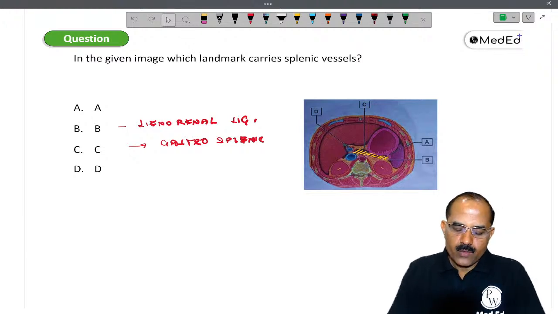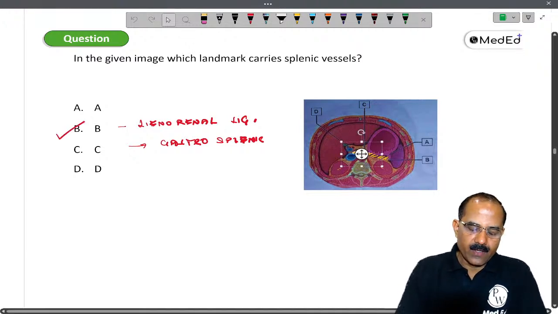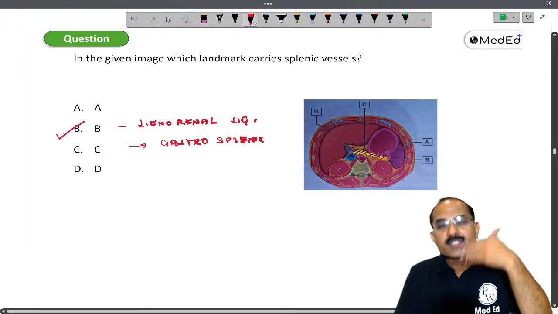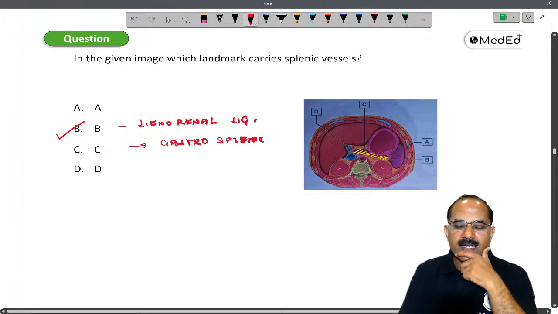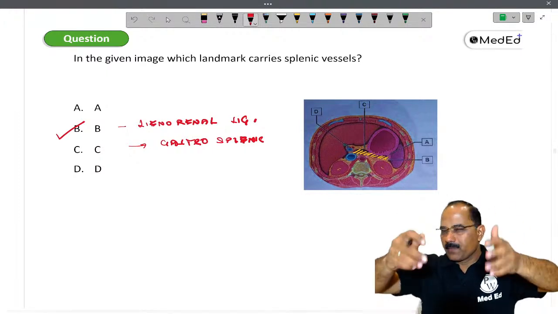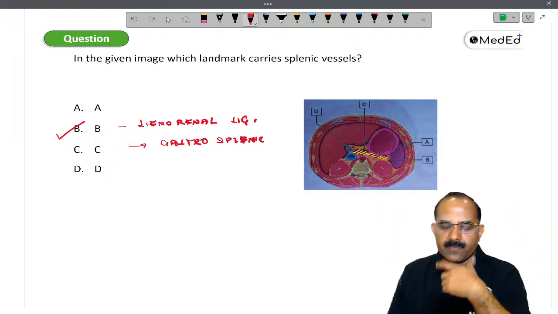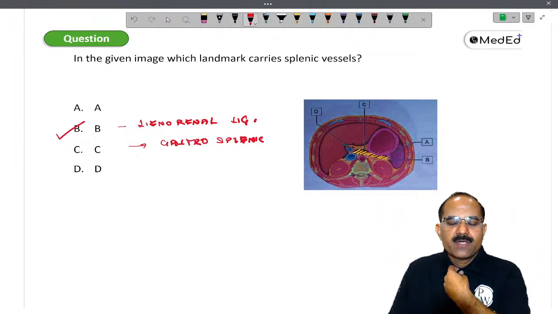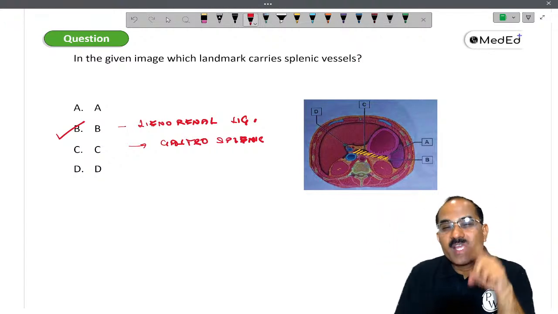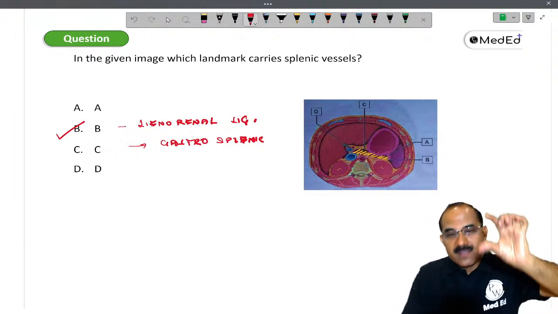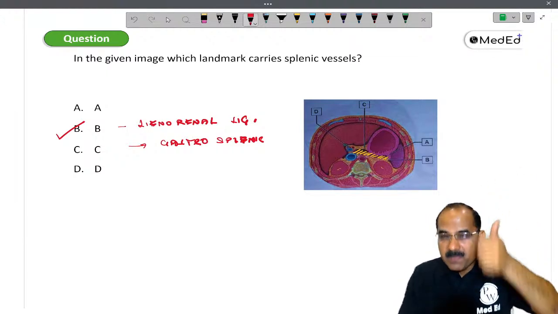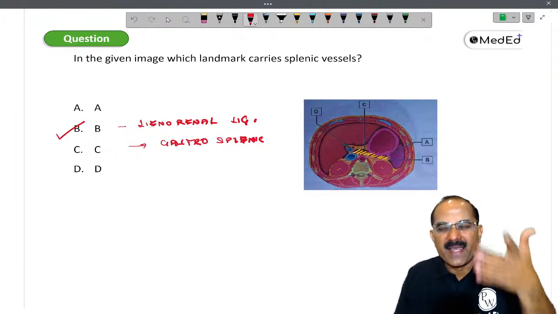Fine. So which ligament carries the splenic vessels? That's the lienorenal ligament. What else is present along with the splenic vessels? Can anyone tell me? In the lienorenal ligament, number 1 is the splenic vessel. Number 2. Yes, very good, Shri. Number 2 is what? Tail of pancreas. Remember, the lienorenal ligament contains the splenic vessels and the tail of pancreas.